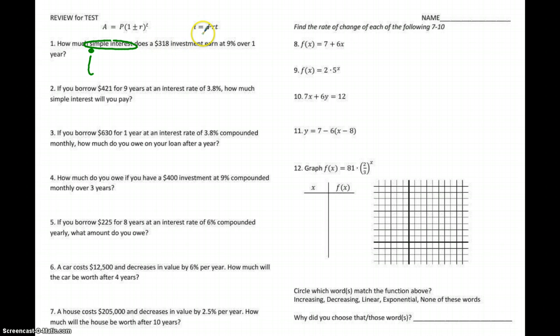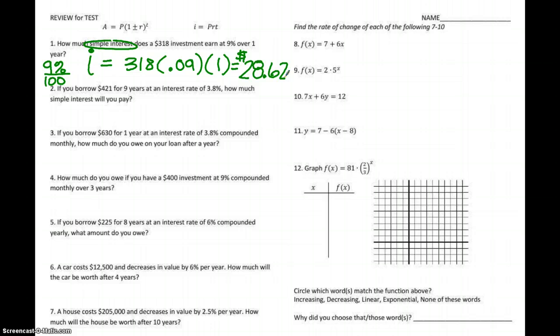So we're using I equals PRT. We're going to find how much interest, so 318. We do need to change 9% to a decimal. Remember how we divide percents by 100? We'd end up with 0.09 times 1 year. And if we actually go through and multiply those out, the amount of money that we earn is $28.62. So not bad for 1 year and not very much money.